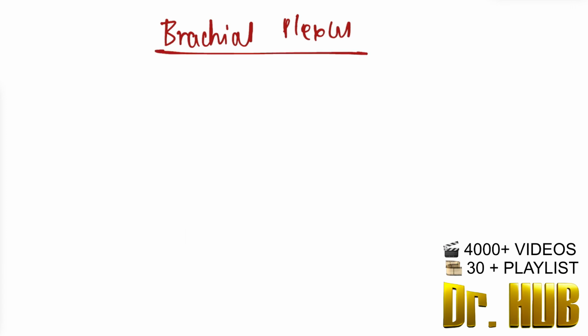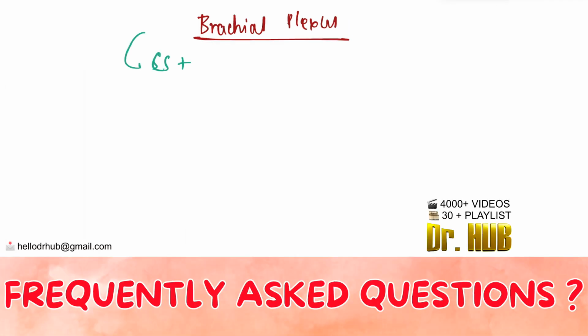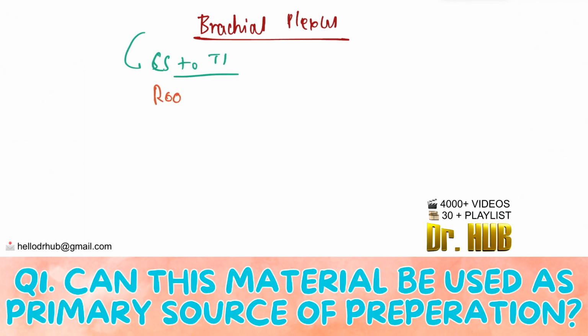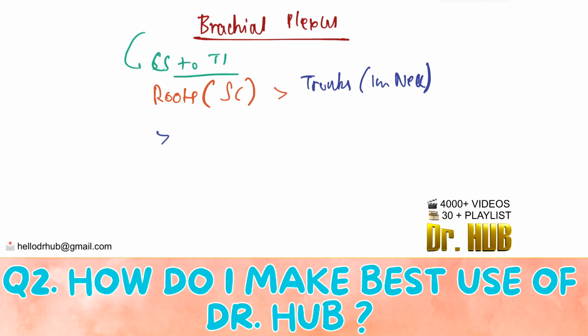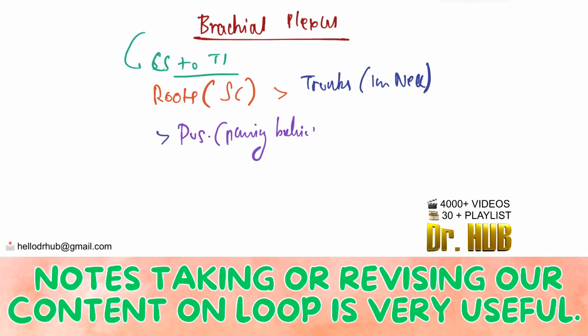So the brachial plexus includes C5 to T1. The roots come from the spinal cord, and they are followed by the trunks, which are in the neck. Then come the divisions, which pass behind the clavicle. Then come the cords and branches.